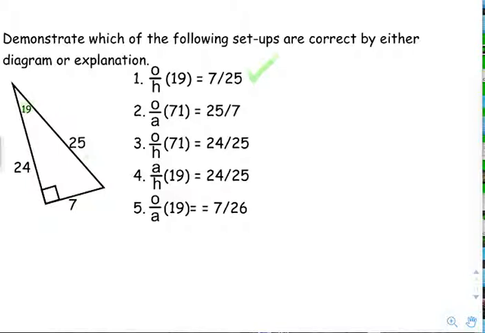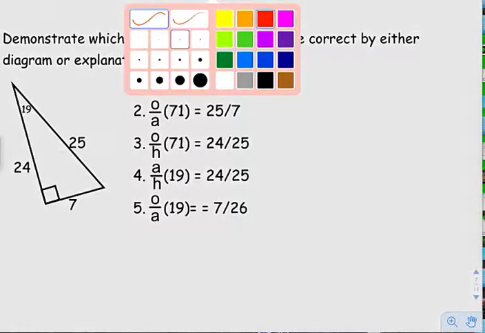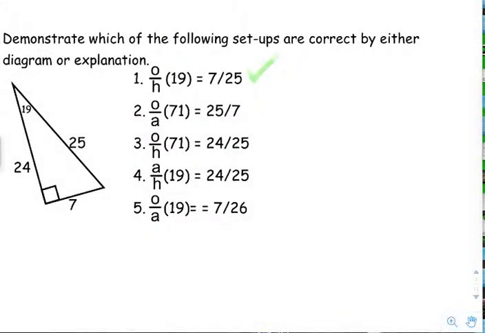Let's talk about O over A for 71. Now 71 is not on this diagram unless you're thinking in terms of the triangle sum theorem. 71 plus 19 is 90, so this would actually be 71 degrees. So even though it's not explicitly stated in the diagram, you have to use your noggin a little bit, and that's totally there. So O over A, standing at 71, you're across and then touching. That would be 24 over 7, so that's actually a no-go. But it's not a no-go because the angle's not there, it's a no-go because it's the wrong pieces.